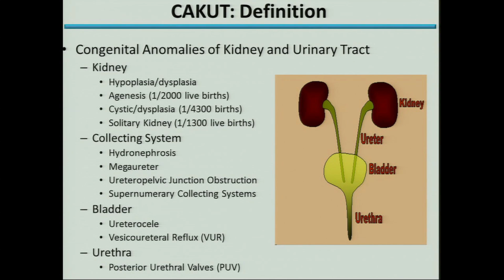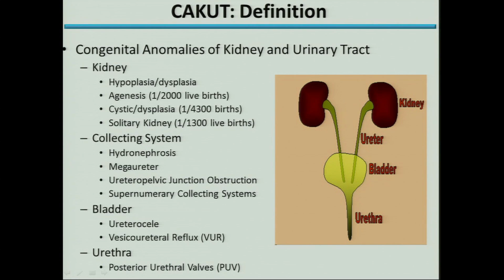The definition of CAKUT is wide, and it ranges from disorders in the kidney, the collecting system, bladder, and urethra. In the kidney, renal hypoplasia or dysplasia, also defined as decreased kidney tissue and a disorganized dysfunctional tissue in the kidney, are the definitions of hypoplasia and dysplasia. Unilateral renal agenesis occurs in about 1 in 2,000 live births. Cystic dysplasia, 1 in 4,300 births. And a solitary functioning kidney, which is the most common type of CAKUT, occurs in 1 in 1,300 live births.